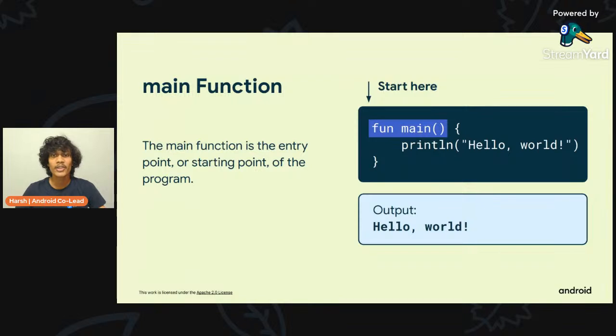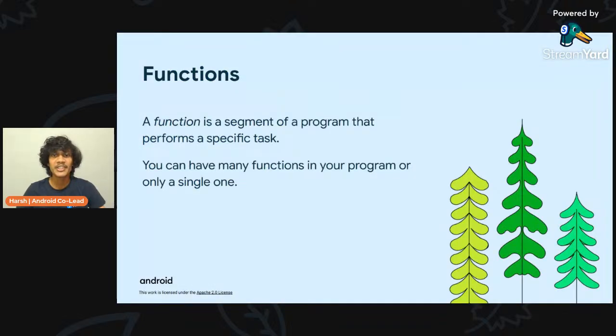A Kotlin program is required to have a main function, which is the entry point or starting point of the program. You may be asking what a function is. A function is a segment of a program that performs a specific task. You can have many functions in a program or only a single one.